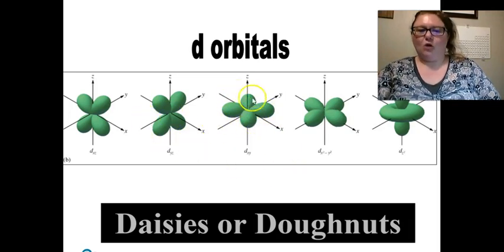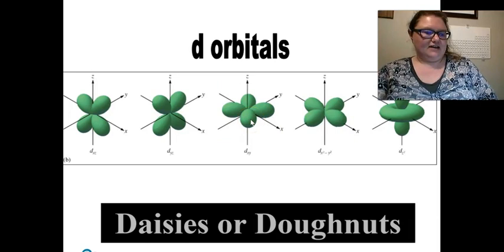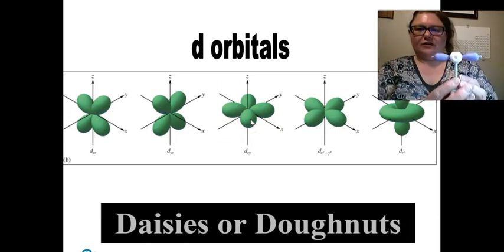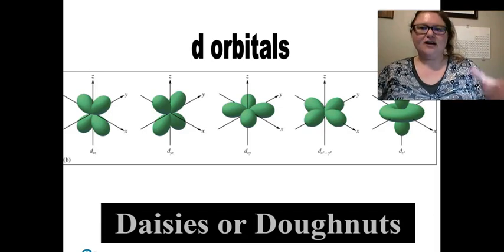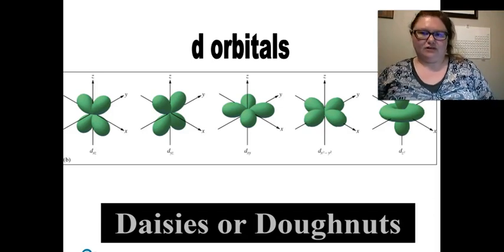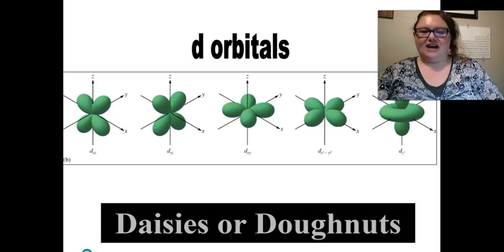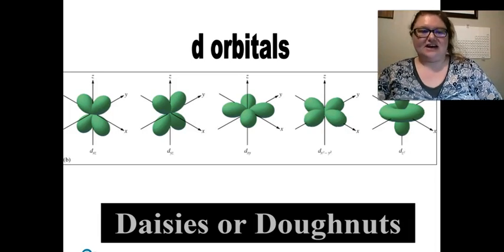So this would be one orbital, just like this one model was one orbital for the p sublevel. Each of these 5 are individual orbitals that together make up the d sublevel. Okay, and so you can have any combination of these. You don't have to have all of them for a d sublevel to be there. So we're going to see that soon as well.